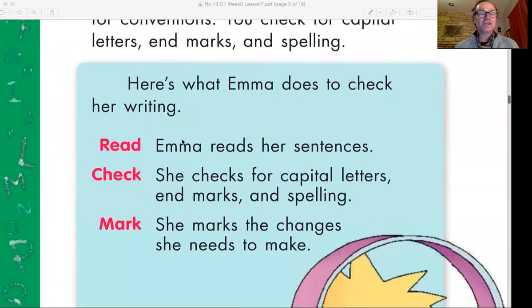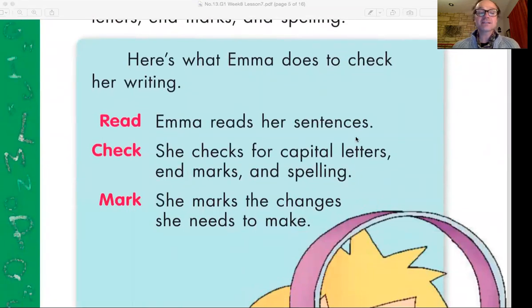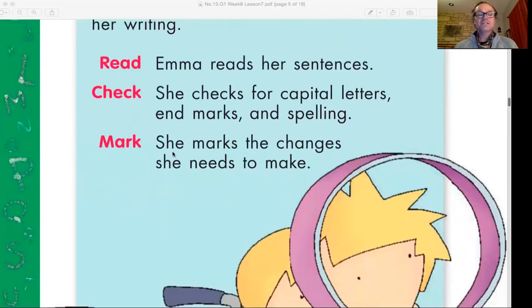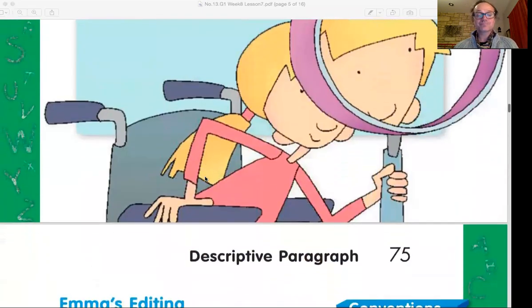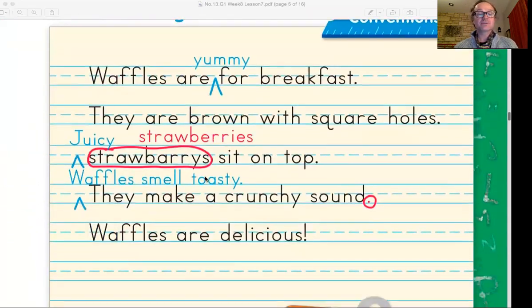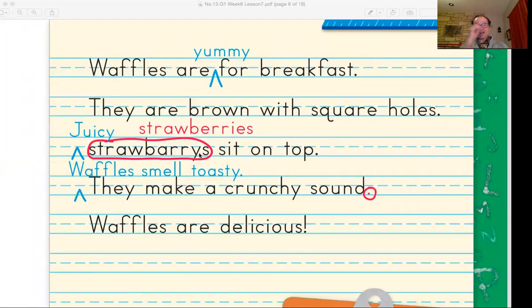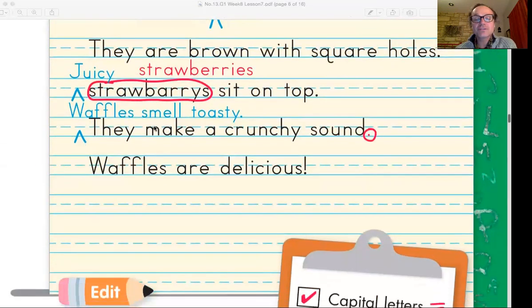Here's what Emma does to check her writing. Emma reads her sentences. Then she checks for capital letters. She checks for end marks and for spelling. And then she marks the changes that she needs to make. So she did that. Let's see what she did. Oh, she didn't spell strawberries right. We see that. She also found that there was an end mark right here that she missed. So she figured out how to spell strawberries correctly. Those were the two things.